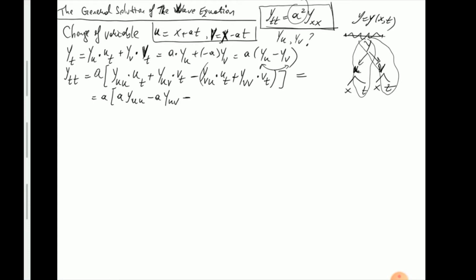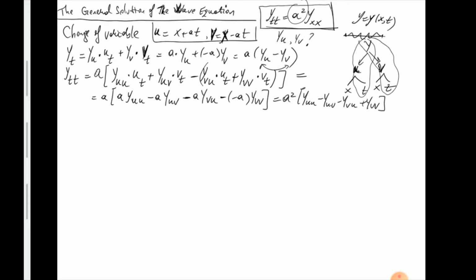Then we're going to have minus a y v u, minus is going to be minus a, because vt is minus a y v twice. Okay, let's see, we can simplify this a little bit. We can pull out a, so we're going to have a squared y u twice minus y u v minus y v u plus y v twice.